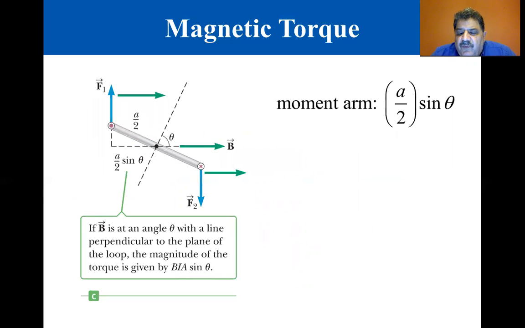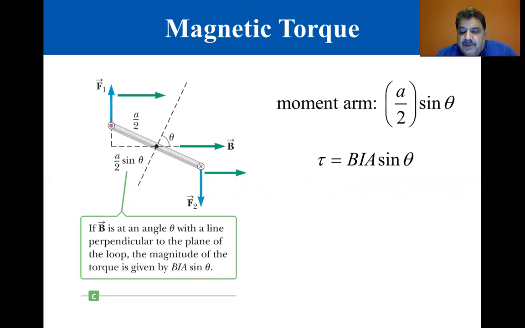Okay, if the field makes an angle theta with a line perpendicular to the plane of the loop, as in the figure here, the moment arm for each force is given by the expression shown, a over 2 times sine theta. If we follow a similar analysis to the previous slide, we will get this expression. The torque equals BIA sine theta, where B is the magnetic field, I is the current, A is the area, and theta is the angle shown. Now, notice that theta is measured from the normal to the coil. So it's not the coil itself, it's the normal vector that is perpendicular to the coil.